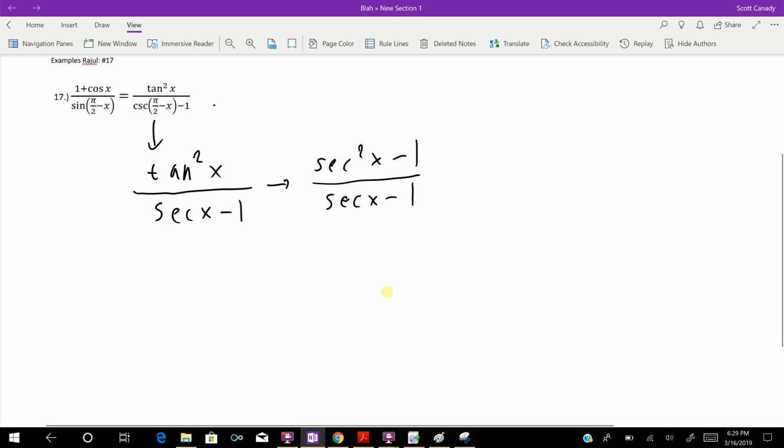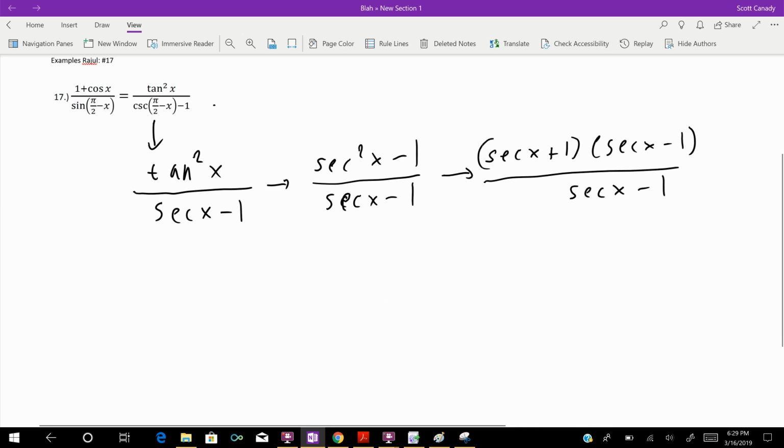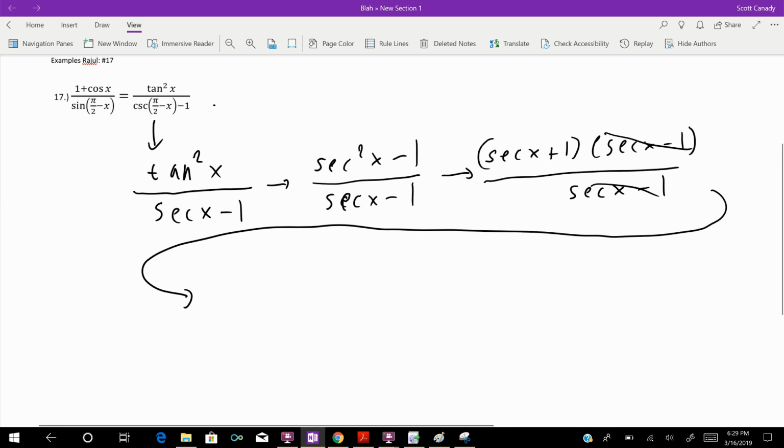And sometimes you just kind of have to go blind with this stuff and not really look at the other side just yet. Just try to simplify stuff to see where it leads. So that secant squared x minus 1 becomes secant x plus 1 times secant x minus 1 over secant x minus 1. Now we can cancel out those secant x minus 1's. And that's going to become secant x plus 1.